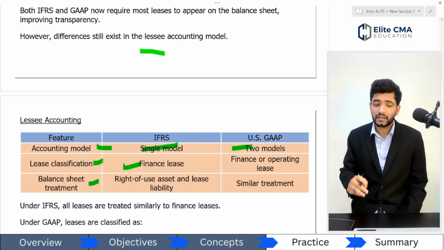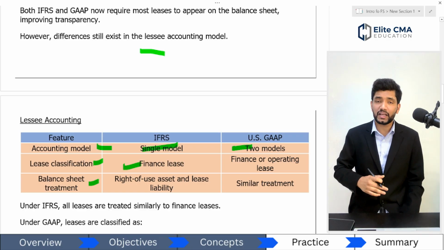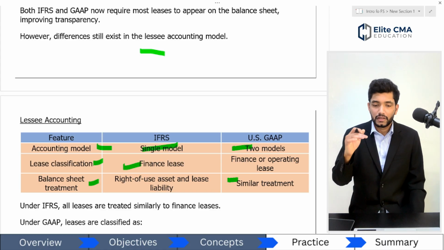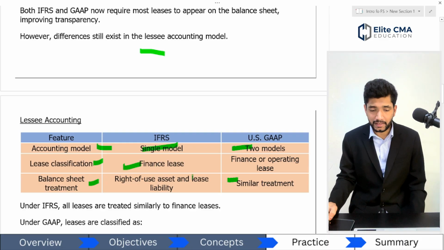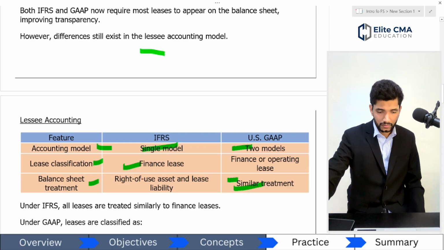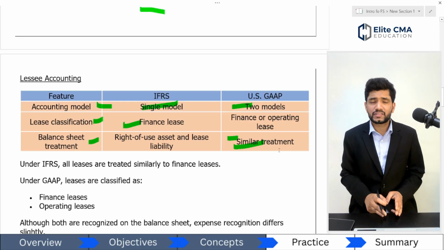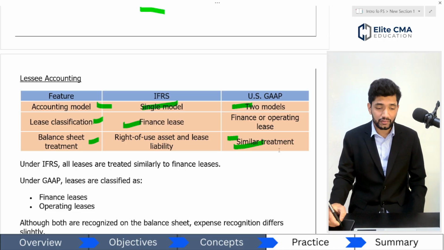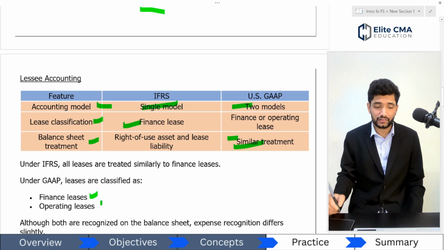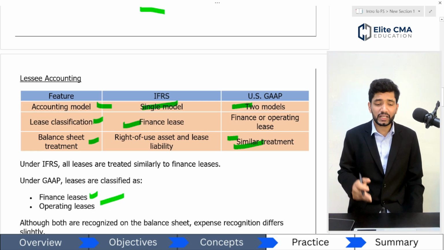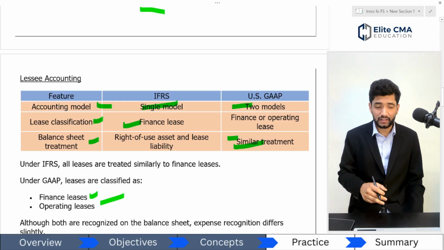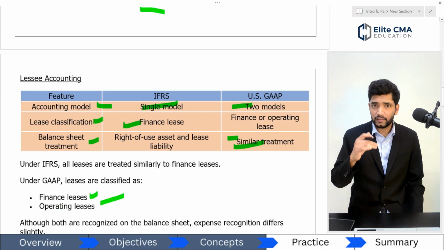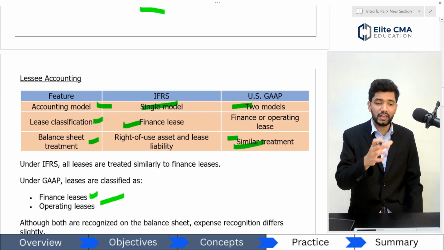Then the balance sheet treatment. In the balance sheet, IFRS recognizes a right-of-use asset and lease liabilities. US GAAP also has a similar treatment. Under IFRS, all leases are treated similarly to finance leases. Under US GAAP, leases are classified as operating leases and finance leases. Although both are recognized on the balance sheet, expense recognition differs slightly in IFRS and US GAAP.